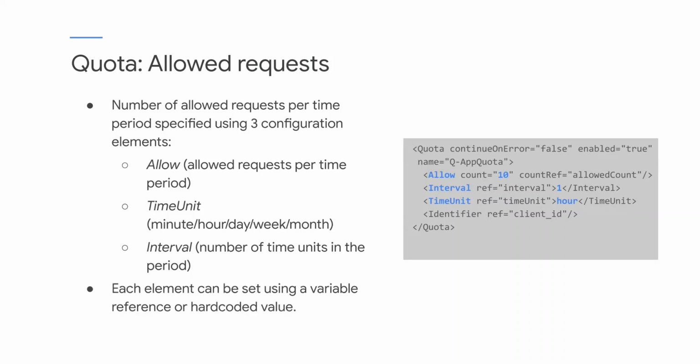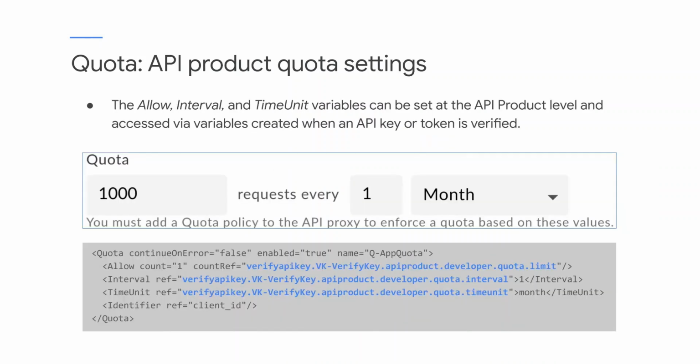Okay, simple as that. Each of these elements can be configured to use a reference to a variable, a hard-coded value, or both. If the reference exists and the variable has a value, that value is used. If there is no configured reference, or if the variable has a value of null, the hard-coded value is used. The allow, interval, and time unit variables are often configured using the API product quota settings.